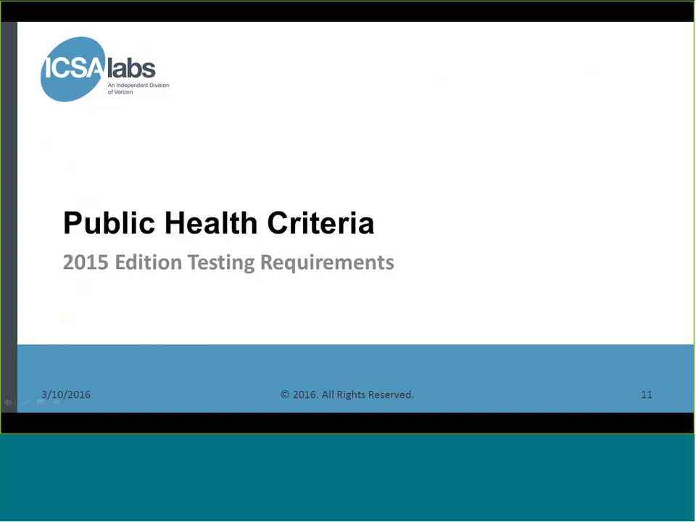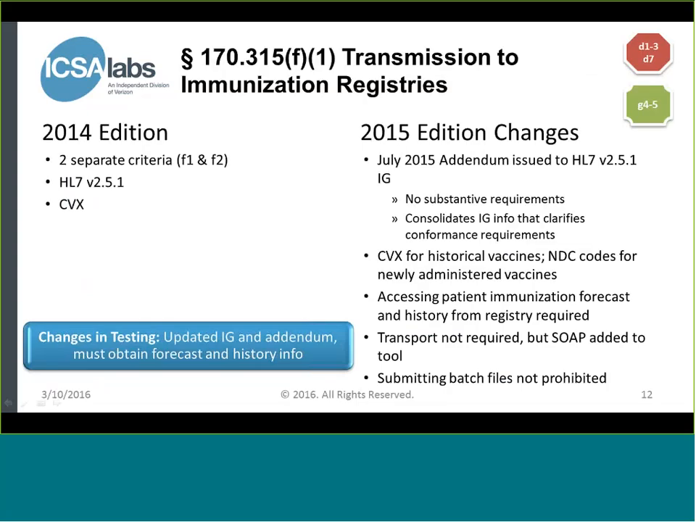First, I'm going to go over the public health criteria and what those test requirements look like for the 2015 program. First, we have criterion F1. This is our immunization registries criterion. So in the 2014 program, you'll remember we had 2 separate criteria, F1 and F2. One was for immunization information, and the other one was for transmission of the data, even though a transport protocol wasn't actually specified. So here in the 2015 program, we have an addendum that was issued in July of last year.